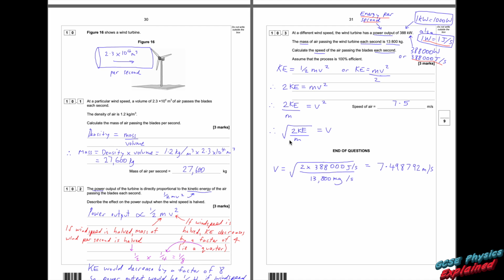Now, they often get you to rearrange that equation, so make sure you have a good look at what I've done there. Right, now pop the numbers in, and your answer comes out as 7.49, blah, blah, blah. So I've just rounded that up to 7.5. And that's the end of the paper.